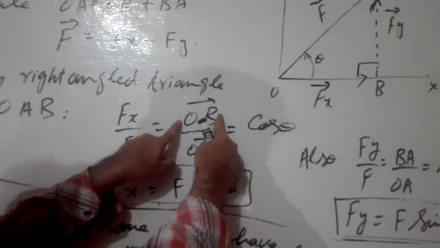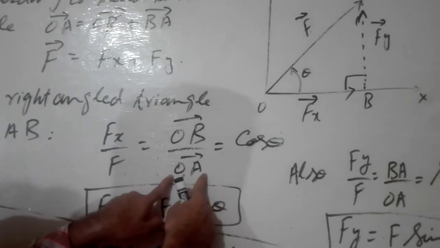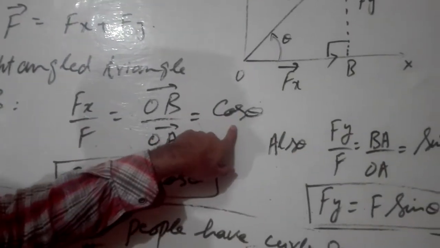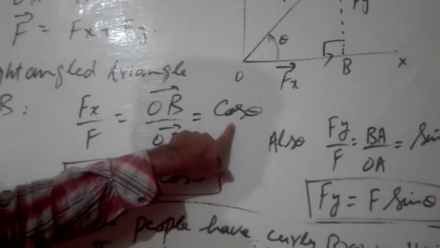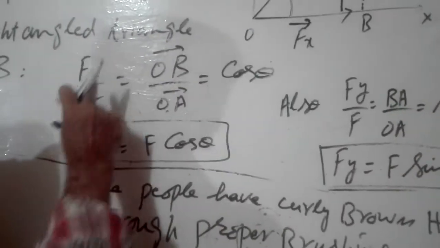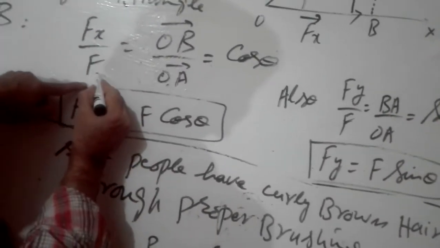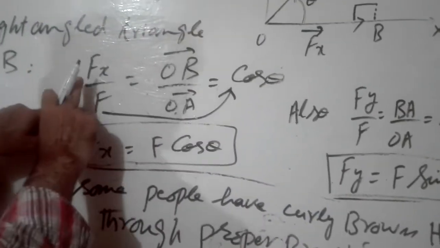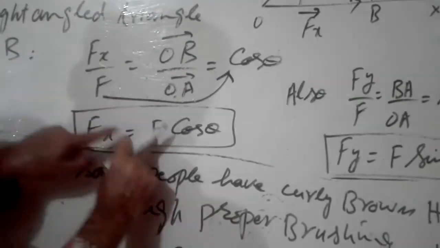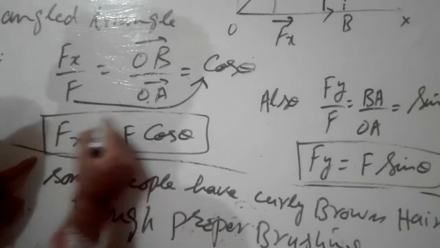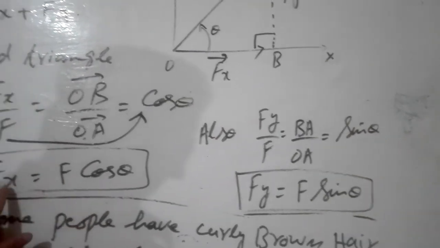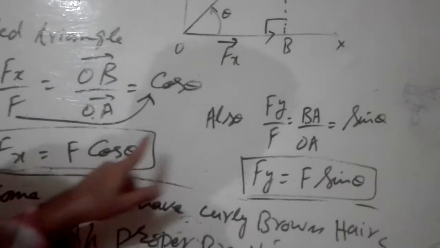Base OB over OA, meaning hypotenuse. Base over hypotenuse equals cos of the angle. So to find the value of Fx, I will multiply F with this value, cross multiplication. In this way I will get Fx equals F cos theta. This is the formula for the horizontal component of the force, and you have to keep this formula in mind: Fx is equal to F cos theta.